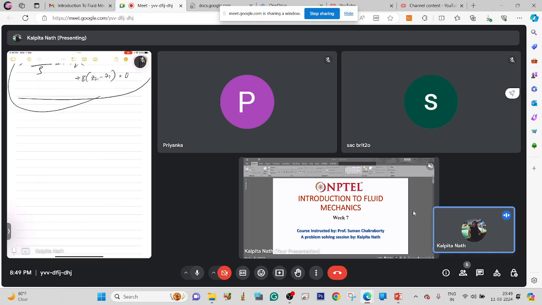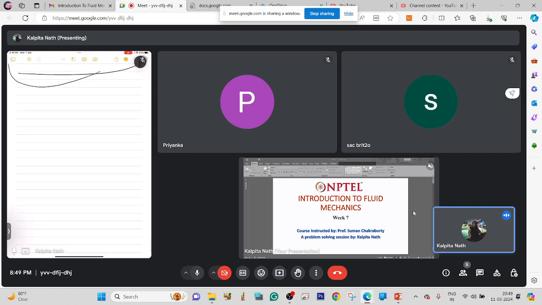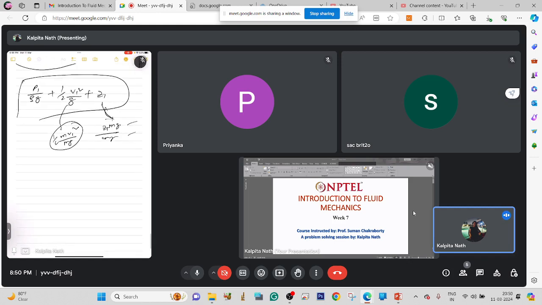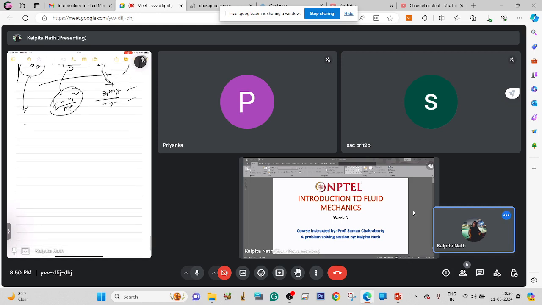The assumptions we have taken for Bernoulli's equation are inviscid flow, steady state flow, and density constant along a streamline. So Bernoulli's equation can also be written as P1 upon rho g plus half V1 square by g plus Z1. This Z1 can be written as Z1 mg upon mg, that means the potential energy per unit weight. And half of mV1 square upon mg is the kinetic energy per unit weight. And this is the flow energy per unit weight, or the flow work.